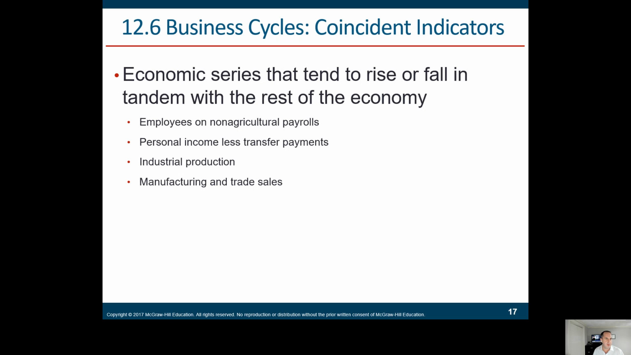How do you tell which economic indicators tend to rise or fall in tandem with the rest of the economy? These aren't predictors. These are kind of like live looks, and that's payrolls, income, industrial production, and sales.